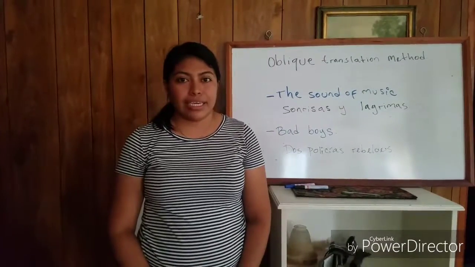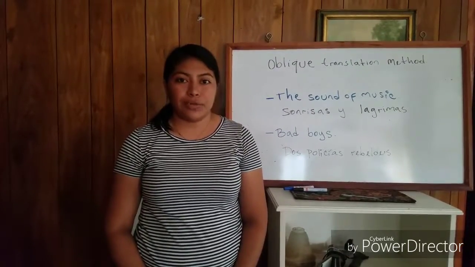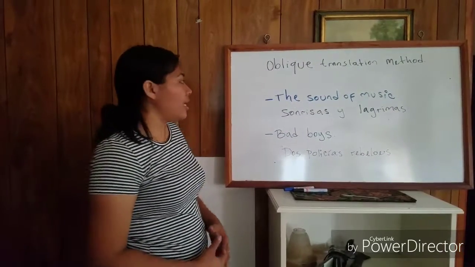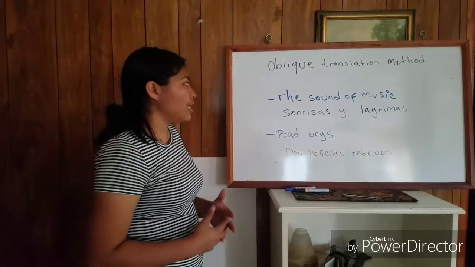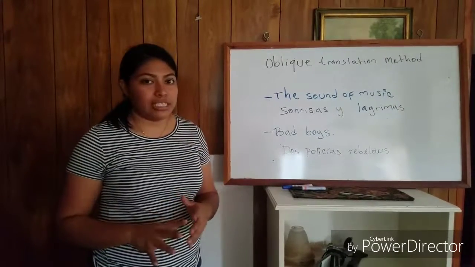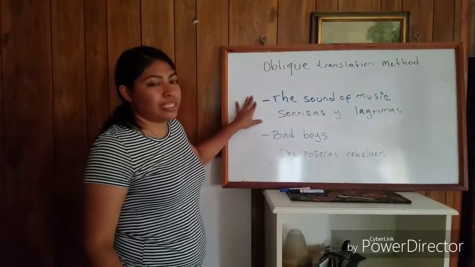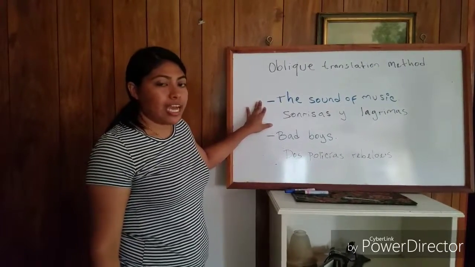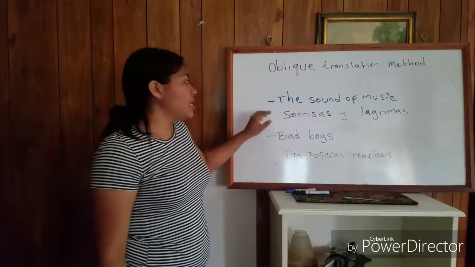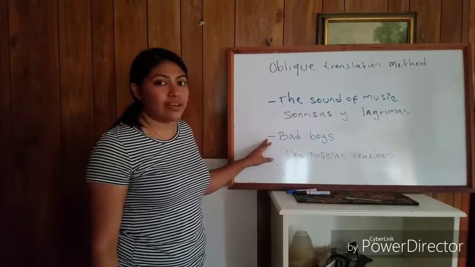The last technique is adaptation. It is used when the limit to translation is being reached. Here we have some examples. The Sound of Music, in Spanish it says Sonrisas y lágrimas, and the other one says Bad Boys, in Spanish it says Dos policías rebeldes. Here, in the first example, we use this technique to translate titles of books or some titles of movies or characters. The first one is a title of a book and the second one is a title of a movie.